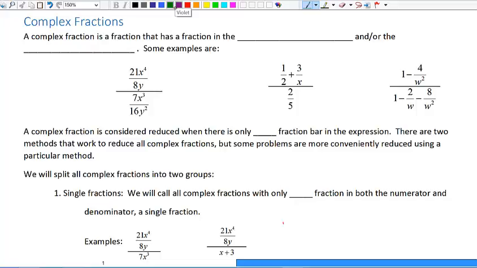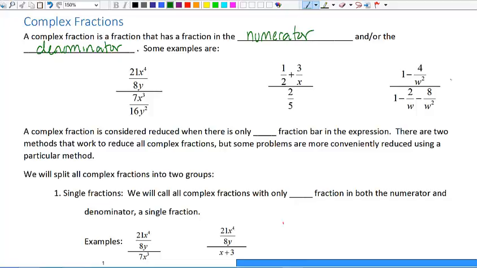This next lesson is on complex fractions. A complex fraction is a fraction that has another fraction in the numerator and/or the denominator. So here are some examples. We have a fraction in the numerator and then another fraction in the denominator. On the second one we have two fractions being added in the numerator and then one in the denominator. On the third one we have a whole number, but we still have a fraction either in the numerator or in the denominator. So all of these are examples of complex fractions.